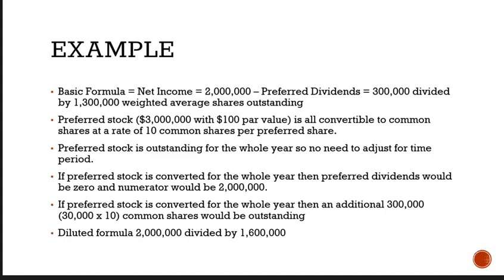How do we get that? 3 million divided by a $100 par value gives us 30,000 preferred shares, and each of those can convert into 10 common shares. So we're going to pretend that those were converted, which means we don't have to pay the preferred dividends, and you have to add more common shares to the bottom number, or the denominator. So now your diluted earnings per share would be $2 million divided by 1.6 million. That's the 1.3 plus the 300,000.